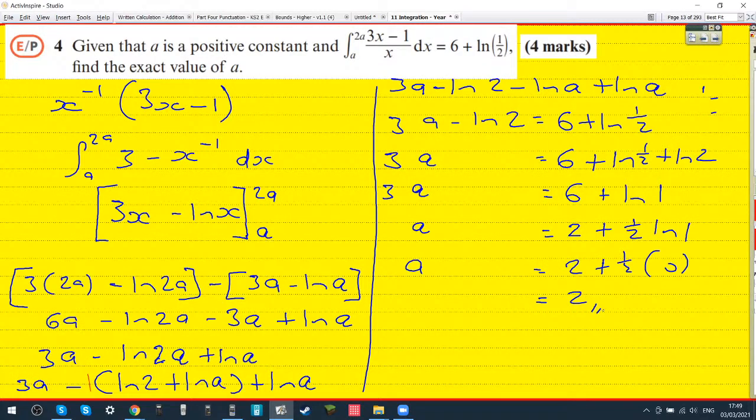There you go. Alright, so laws of logs in reverse: ln 2a is the same as ln 2 plus ln a. Laws of logs forward: ln a half plus ln 2 is ln a half times 2. When do you see two powers being added?